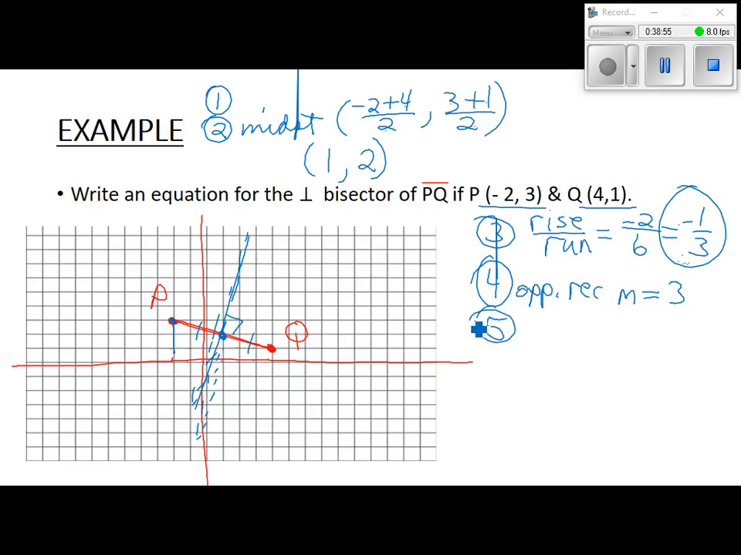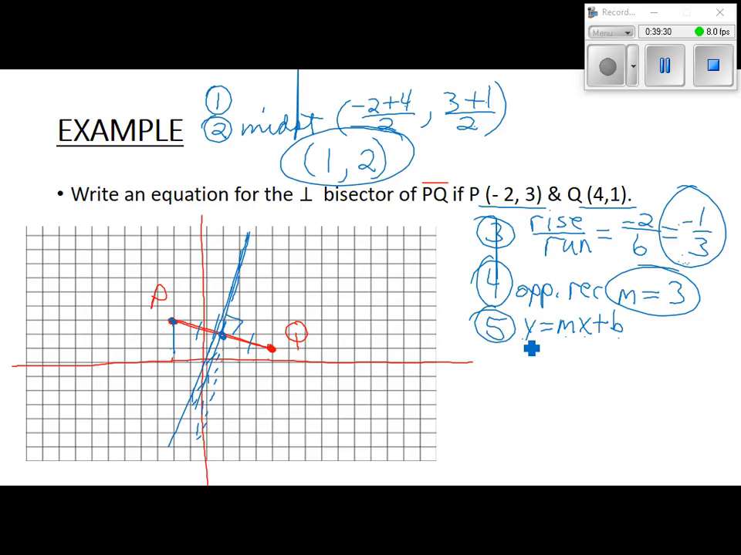Step 5, what we do is we figure out what b is. We figure out where this blue line would cross the y-axis. The way we do that is by using y equals mx plus b. And we're going to use what we found up here. We're going to use this midpoint, and we're going to use this slope, and we're going to plug those 3 numbers in here, here, and here, and leave b as a variable, and we can solve for b.